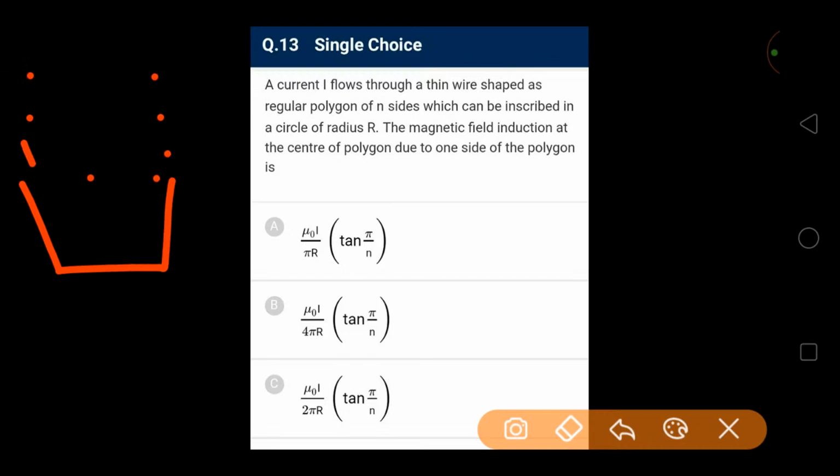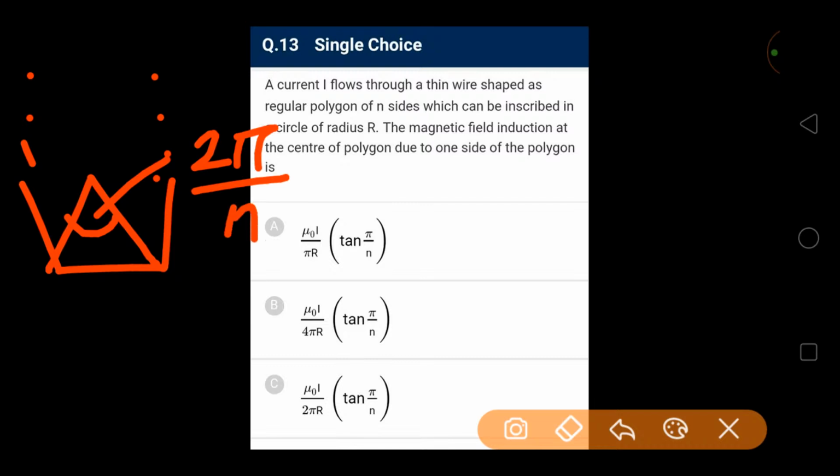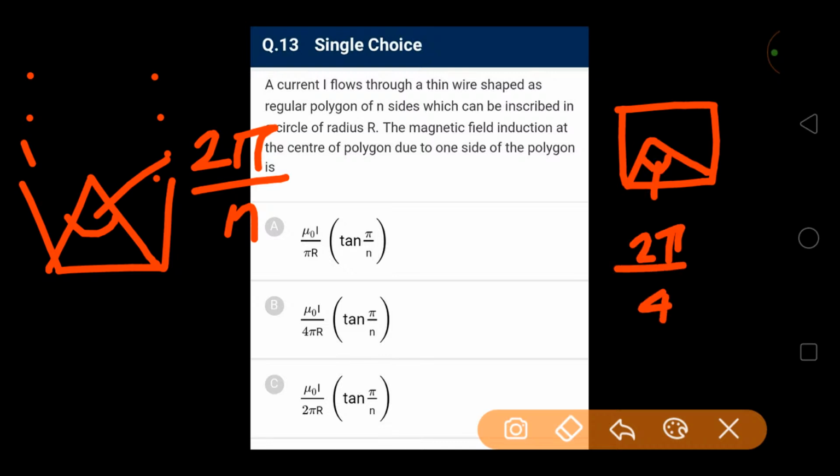So at the center of the polygon, the angle made by this, what is this angle? 360 by number of sides, 2 pi by n. Polygon means it can be a pentagon or hexagon. How to get 2 pi by n? Because 360 is the total angle and this is a part. Suppose it is a square, this angle will be 2 pi by 4. Here 4 means n because it is given n sides. So 2 pi by n.